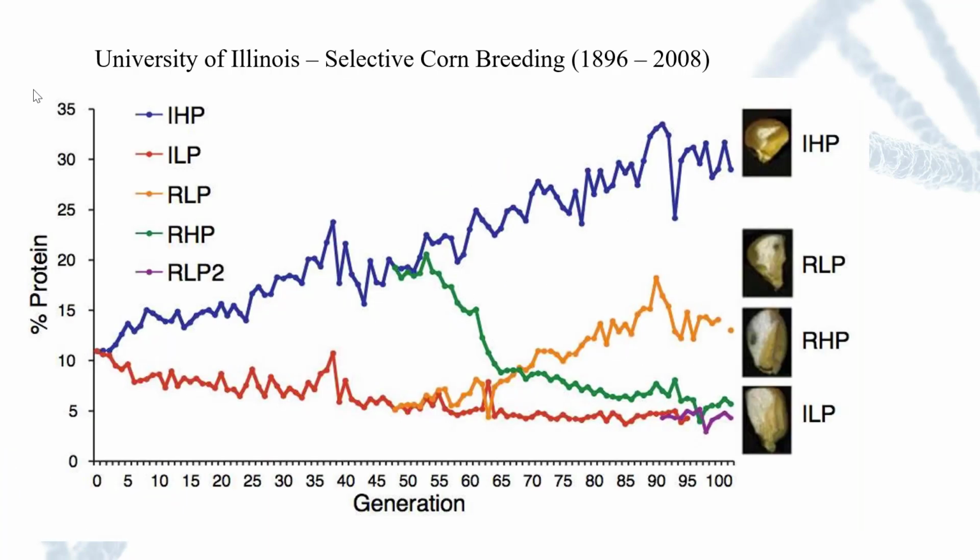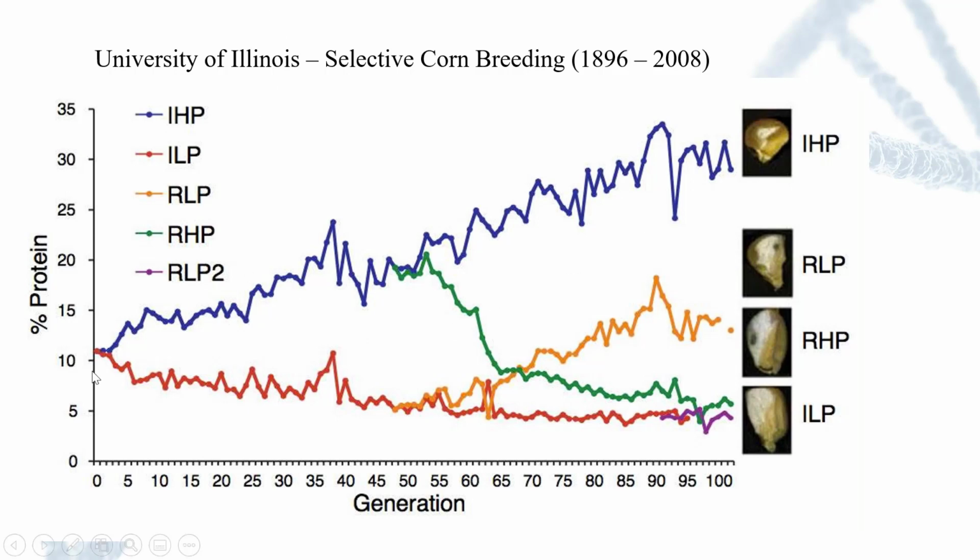And here's just a cool experiment to highlight the power of breeding, right? So this was done at the University of Illinois, and it's a selective corn breeding experiment that they did starting in 1896, and it ran until 2008. And what they were trying to do was increase the protein percentage or protein content in their corn kernels. And they started here with a variety. Can I get... there it is.